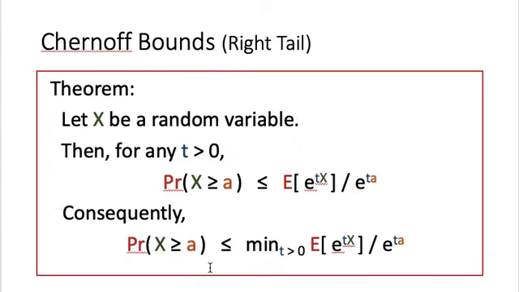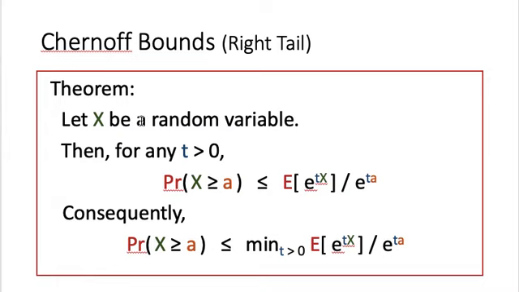Okay, now we are ready to talk about Chernoff bounds. Chernoff bounds have a right tail form and also a left tail form. The right tail form bounds the probability of X greater than or equal to a value a, and the left tail bounds the probability of X smaller than or equal to a value a. So let's see what the Chernoff bound is for the right tail.